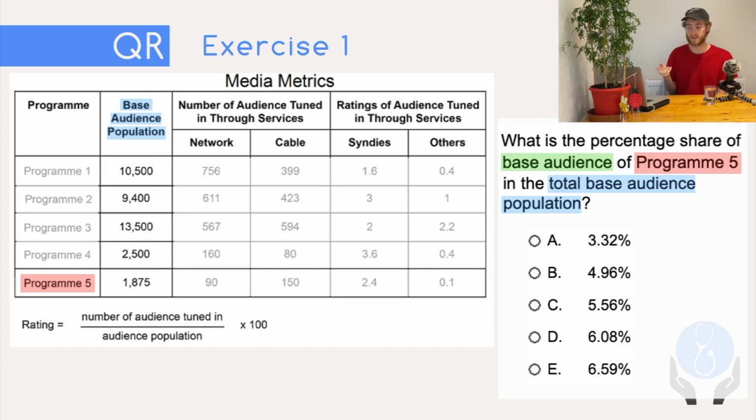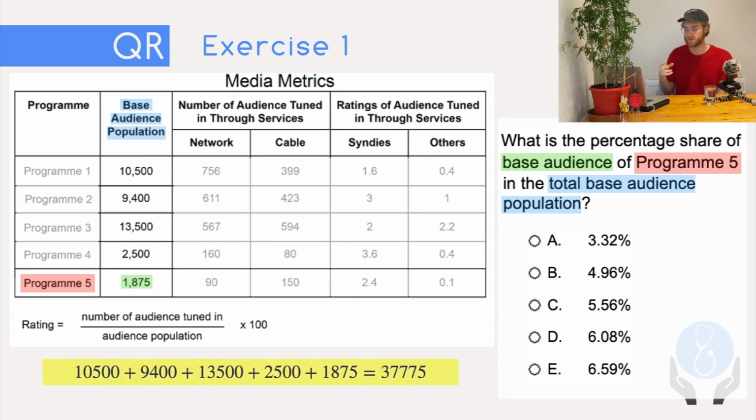This then becomes a simple calculation where we just need to take the number for program 5 and then divide that by the total audience. So you can see this calculation here shows finding the total audience, which is 37,775. We'll then divide 1,875 by that, and then that gives us our percentage, which is 4.96%. Answer B is the correct answer for this question.